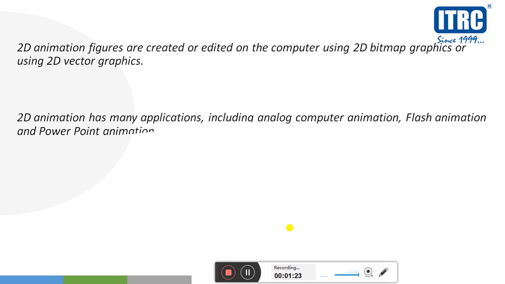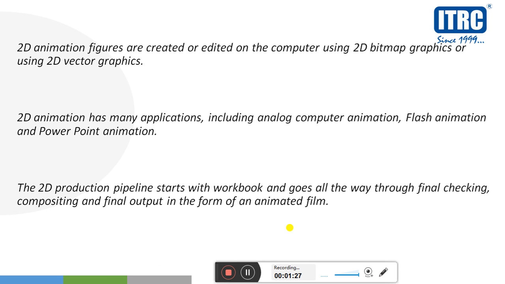2D animation figures are created or edited on the computer using 2D bitmap graphics or using 2D vector graphics. 2D animation has many applications, including analog computer animations, Flash animation, and PowerPoint animation. The 2D production pipeline starts with workbook and goes all the way through final checking, compositing, and final output in the form of an animated film.